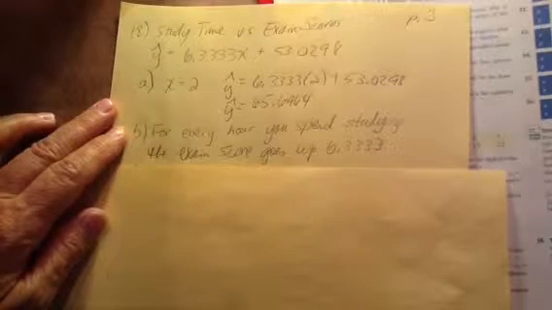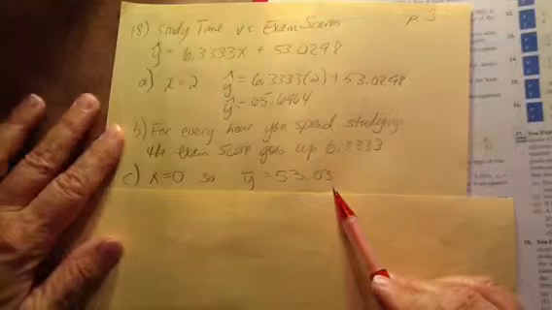Part C says, what is the mean score of students who did not study? If you didn't study, your time is 0. So if you didn't study, your exam score is going to be 53 points.